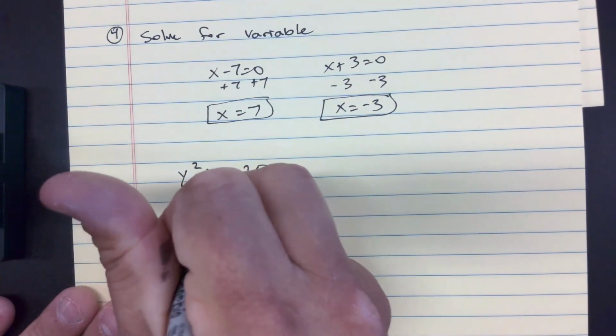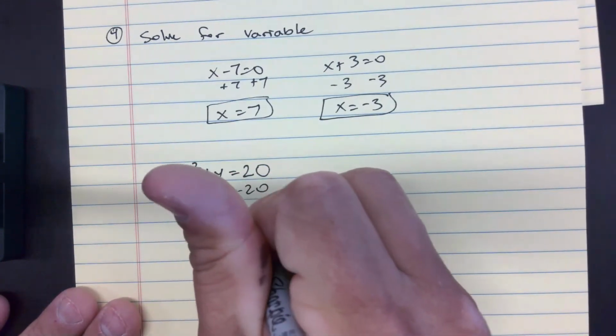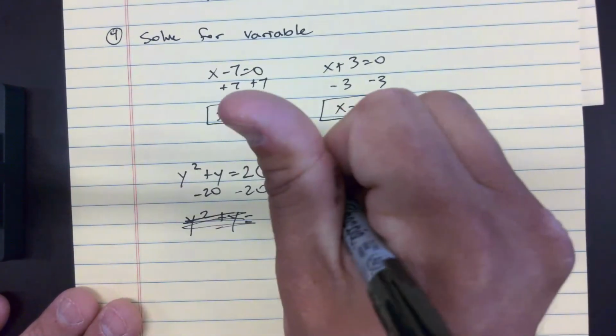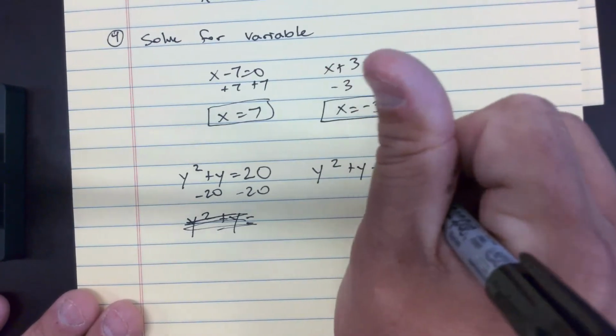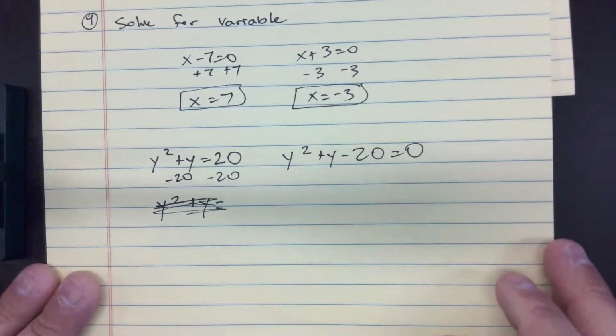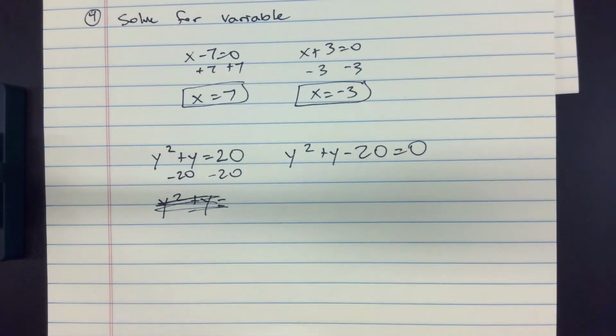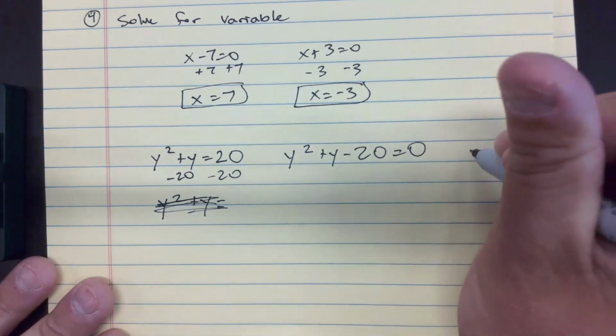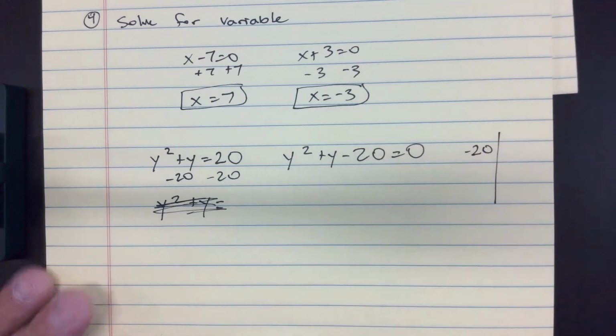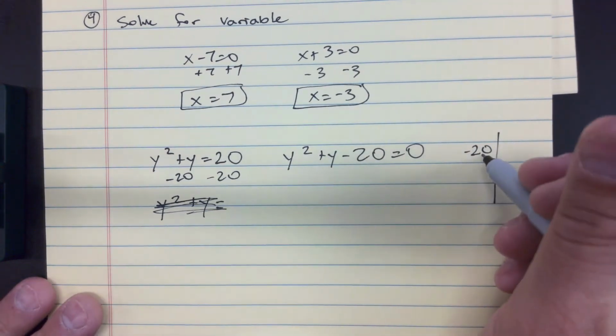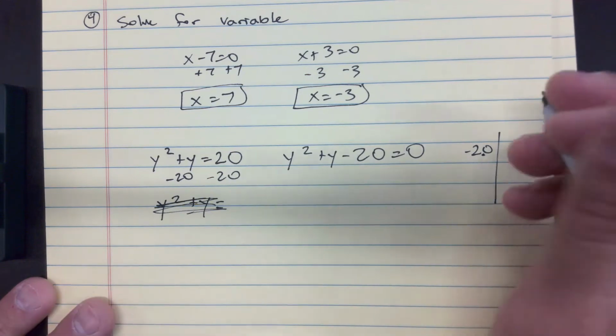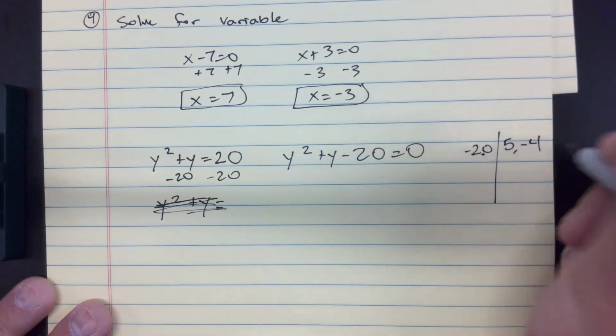So we're going to get y squared plus y minus 20 equals 0. Does that make sense? So in order to factor these, you have to get them set equal to 0. If they are not set equal to 0, you cannot factor them. Okay, at this point, we're going to factor the trinomial. Negative 20 out here because that's c. Two numbers that multiply together to be negative 20 and add together to be 1. 5 and negative 4.